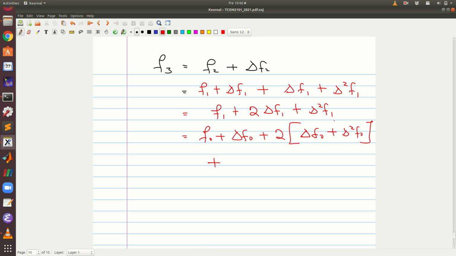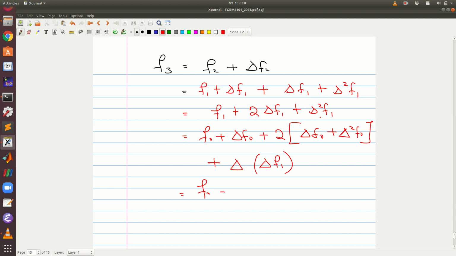Then plus this one here, we can just write it as the forward difference of the forward difference of f1. Okay, we saw that before. I hope I explained that. Yes, I think I explained that when we were deriving the second forward differences. So now we can try to simplify this.